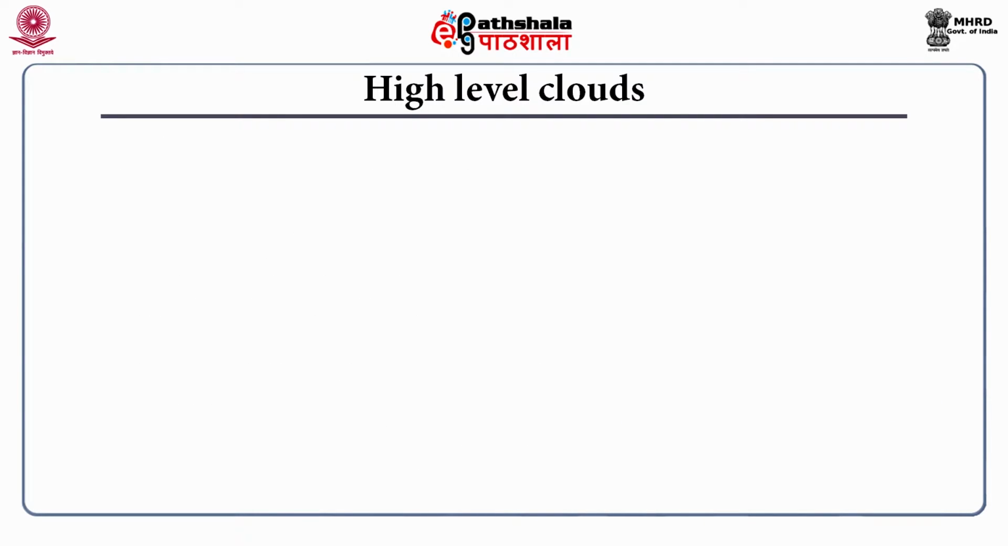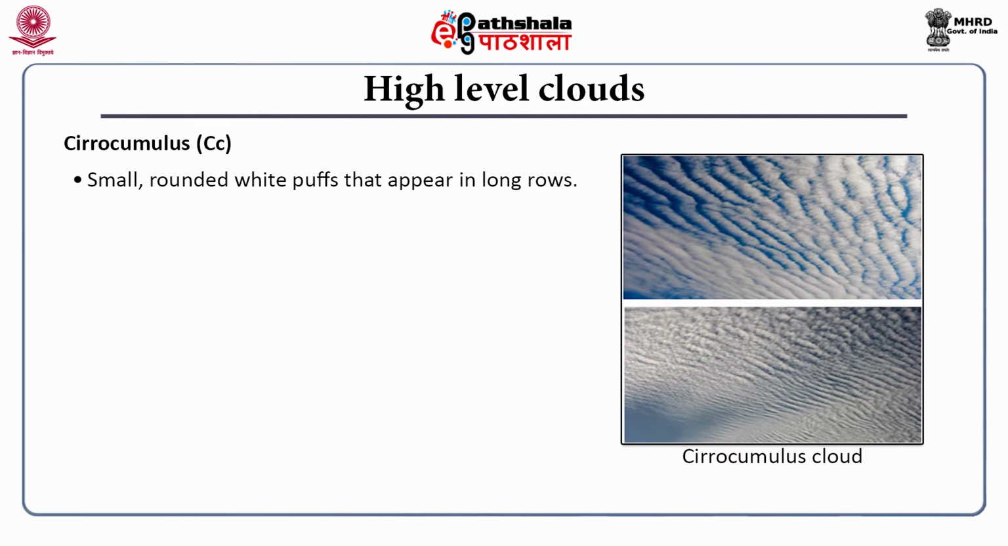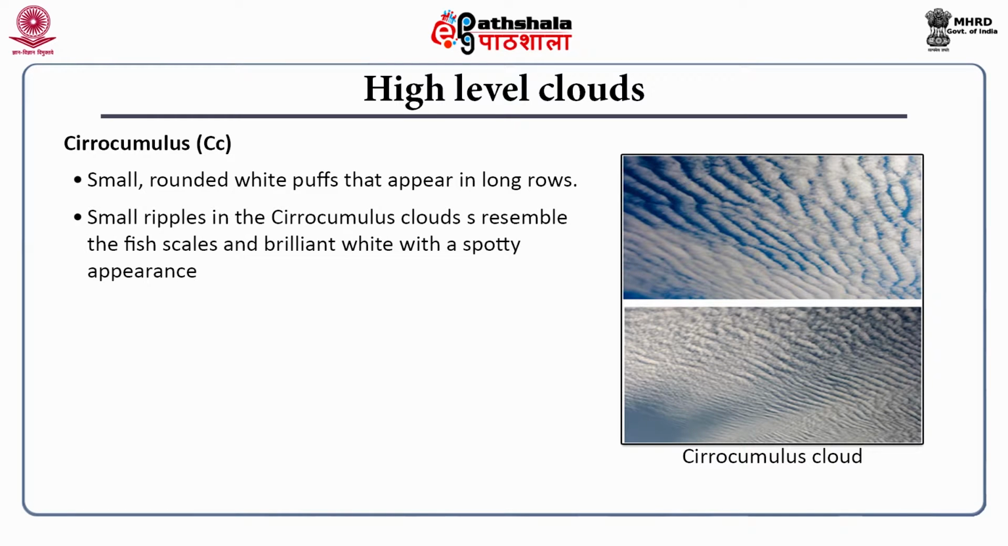The third type is cirrocumulus. It is small, rounded, white puffs that appear in long rows. Small ripples in the cirrocumulus clouds resemble fish scales, and they are brilliant white with a spotty appearance. No precipitation occurs from this cloud.